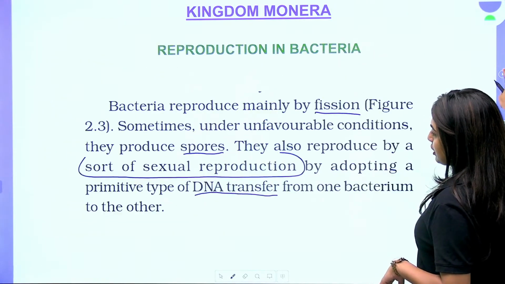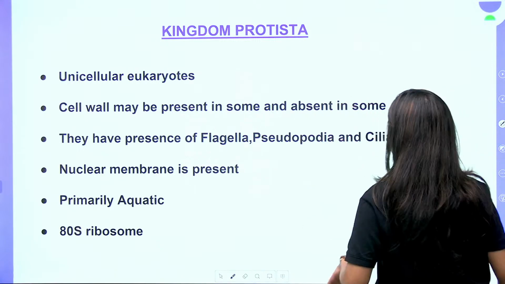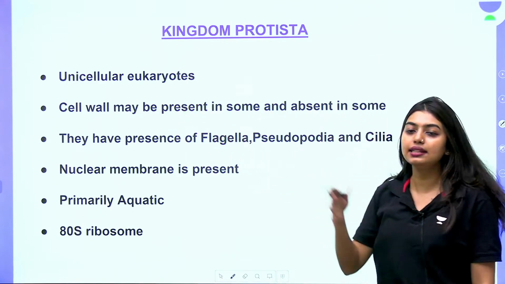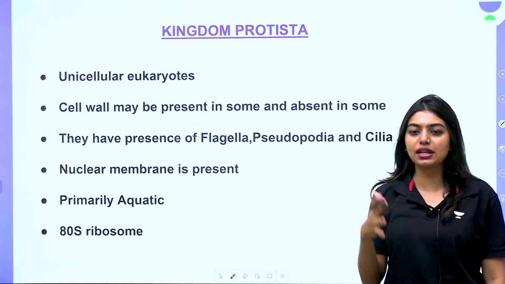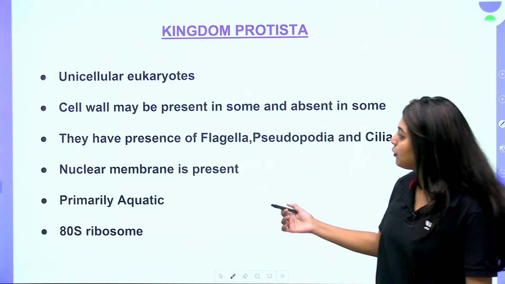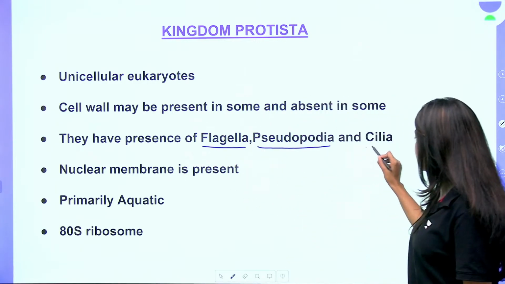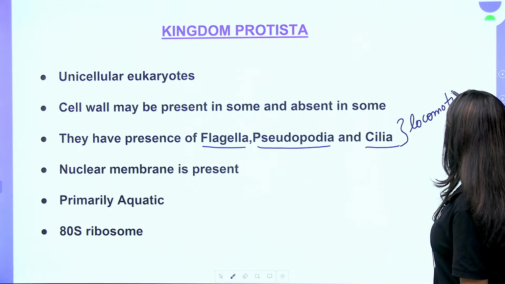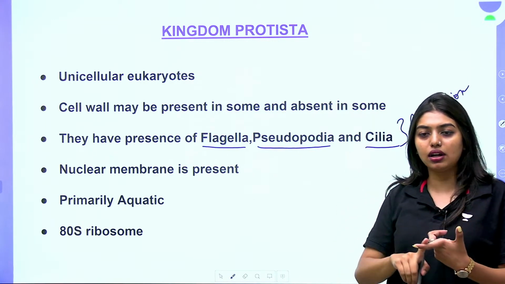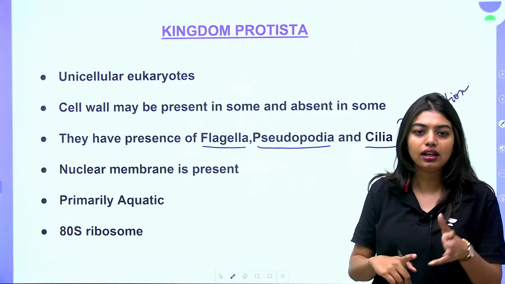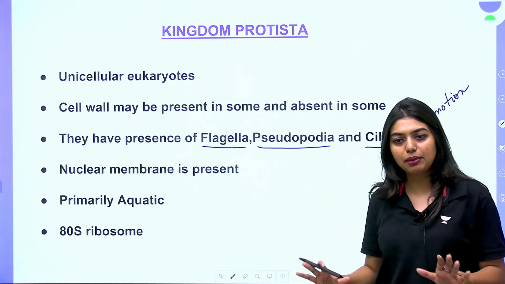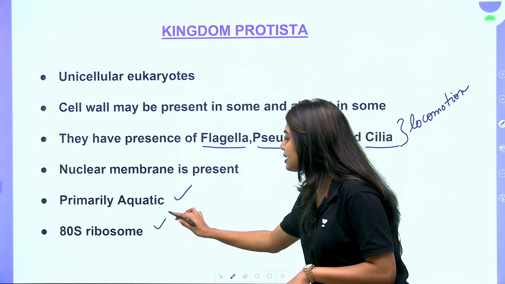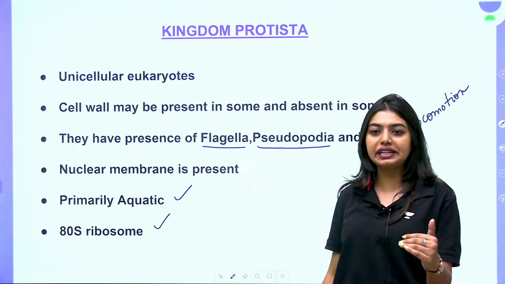Okay, fine. So, they are unicellular eukaryotes. Their cell wall may be present in some, absent in some, okay. They have presence of flagella, pseudopodia, cilia. That means they have multiple mediums for locomotion. Nuclear membrane is completely present. They are primarily aquatic and they have 80S ribosome. Because they are eukaryotes, they will have 80S ribosome. Okay.